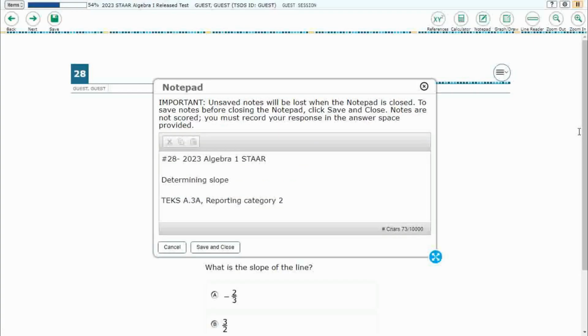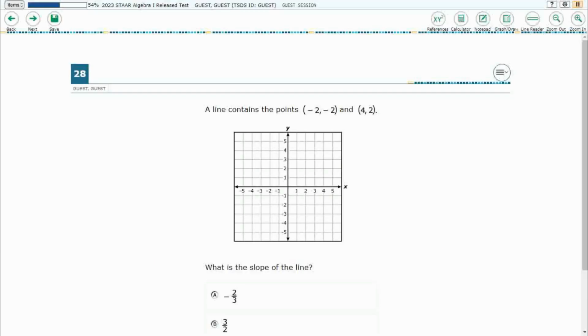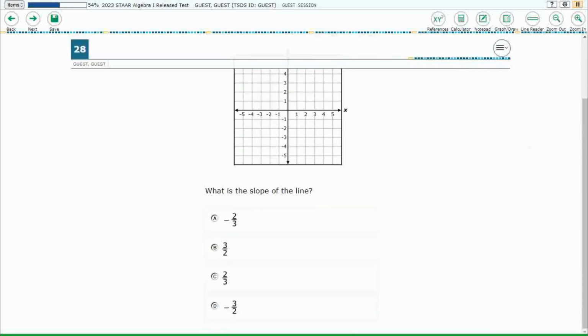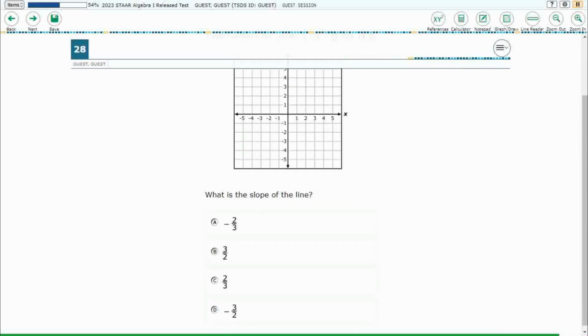So number 28 has us determining slope. This is TEKS 8.3a in reporting category 2. So we have a graph, but we don't really need the graph here. We just need to find the slope of this line here. Now, this is going to be confusing because you notice everything is a 2 or a 3, either in the numerator or denominator, positive or negative.